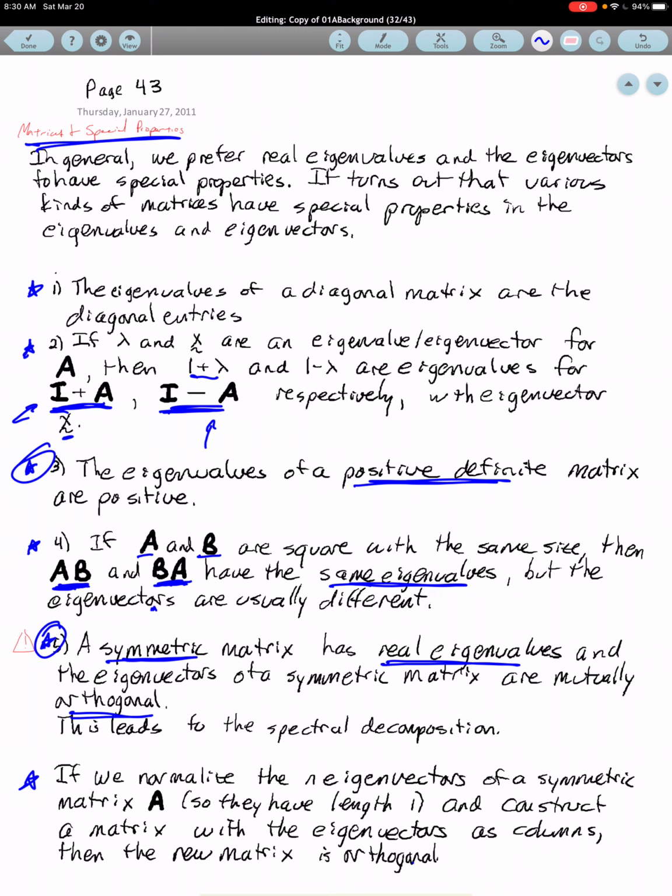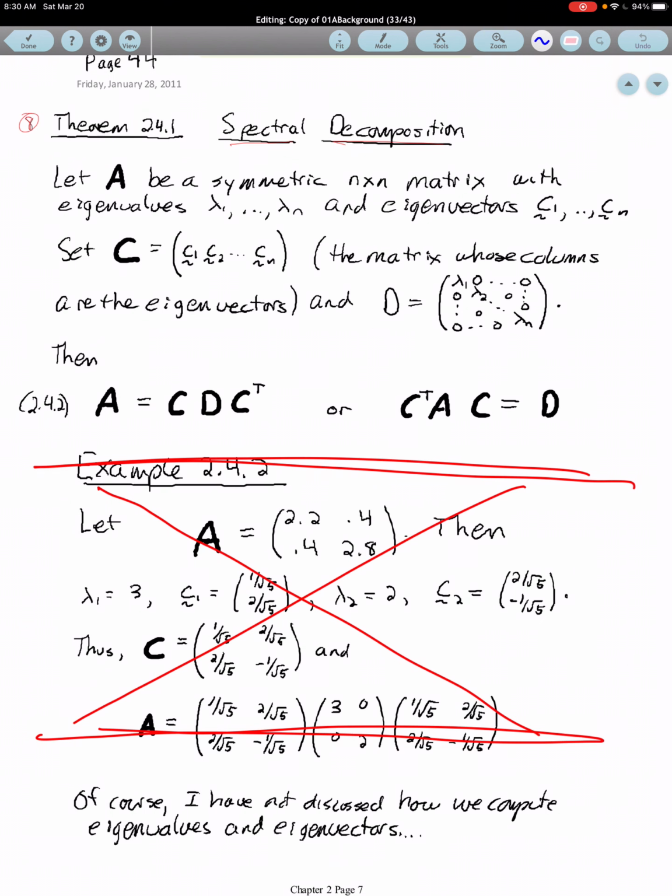This is building on number 5, which we talked about before. If we construct a matrix from the eigenvectors of a symmetric matrix A, then that matrix will be orthogonal, and that makes sense because, well, if the vectors are orthogonal to one another, as we said here, if we build a matrix of them, we end up with an orthogonal matrix. Okay, and that notion of doing that leads us to the spectral decomposition.